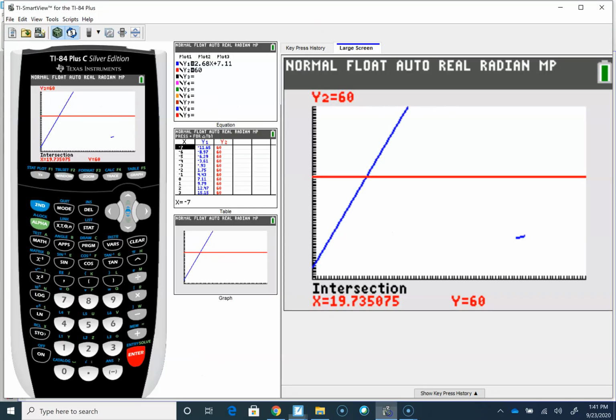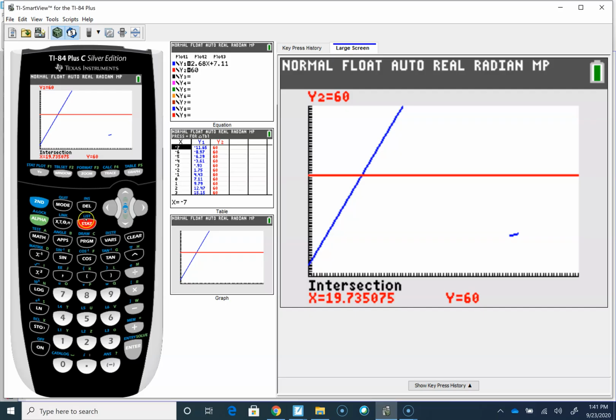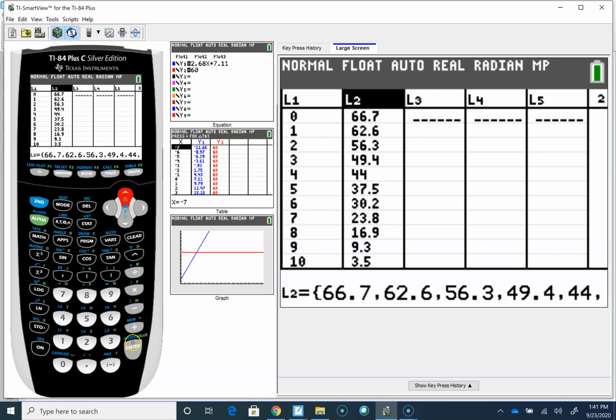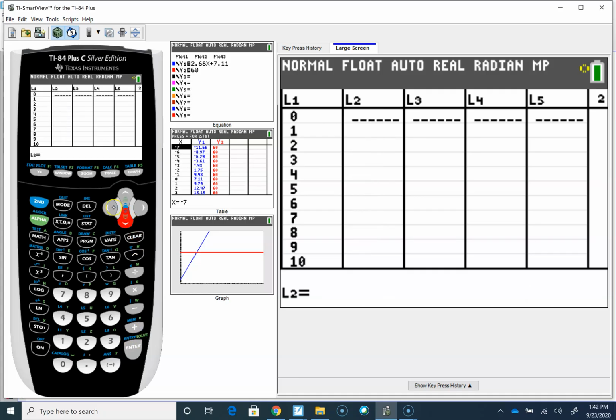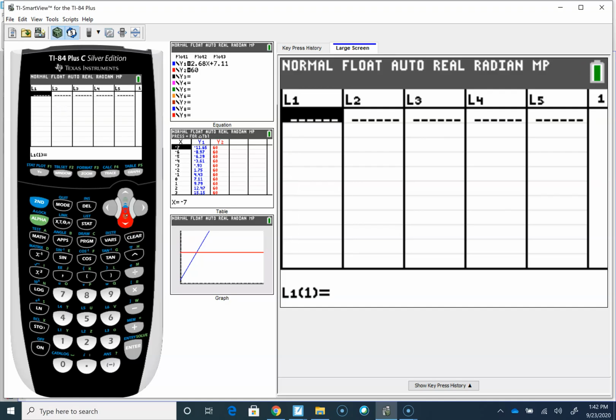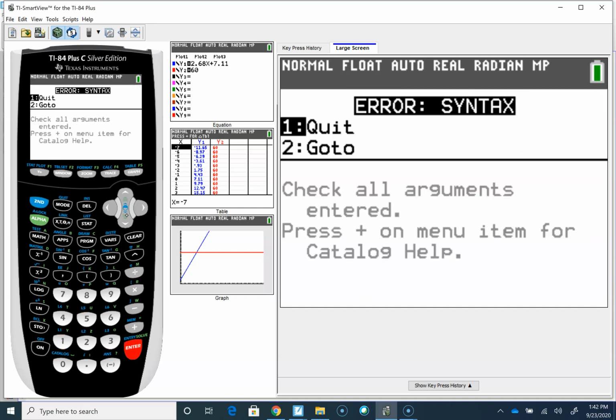So let's take a look and do that really quick. So we're going to go into stat, enter. I'm going to clear out the lists that are already there, go over, I'm going to go up, I'm going to push clear, I'm going to come back down, and then I'm going to enter these numbers. So I have an 11, 8, 5, 2, and -1. And make sure you push enter after the last one.